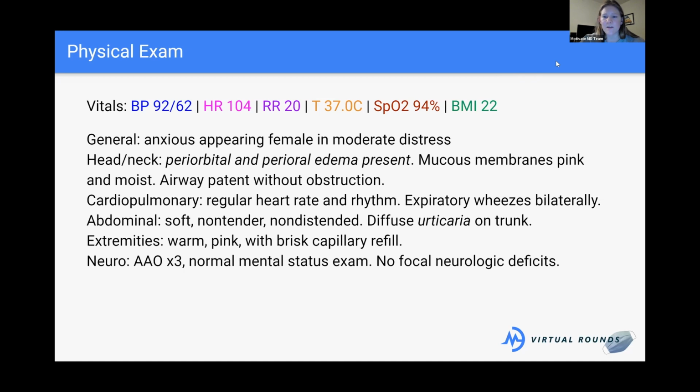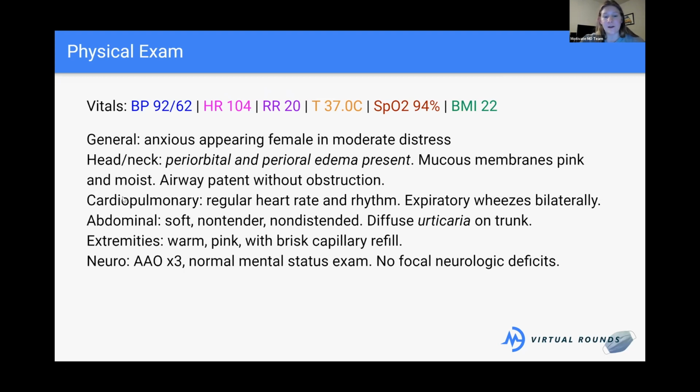Her mucous membranes are pink and moist, and her airway, this is really important, airway is patent or open without obstruction. So we can't always see exactly, especially because your airway goes down from your throat to your vocal cords and to your trachea. So you can't see visually sometimes, but just looking at the back of her throat, it's not completely closed off right now. It's open and it doesn't appear to have an obstruction. So that's actually reassuring.